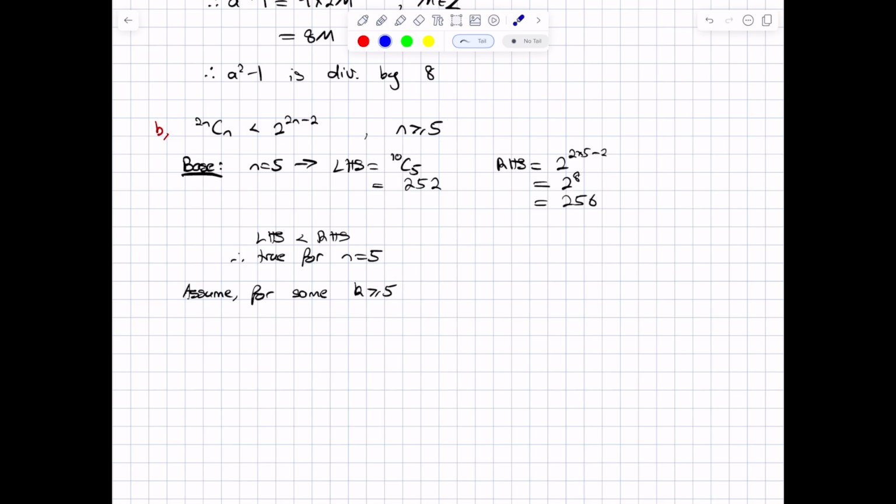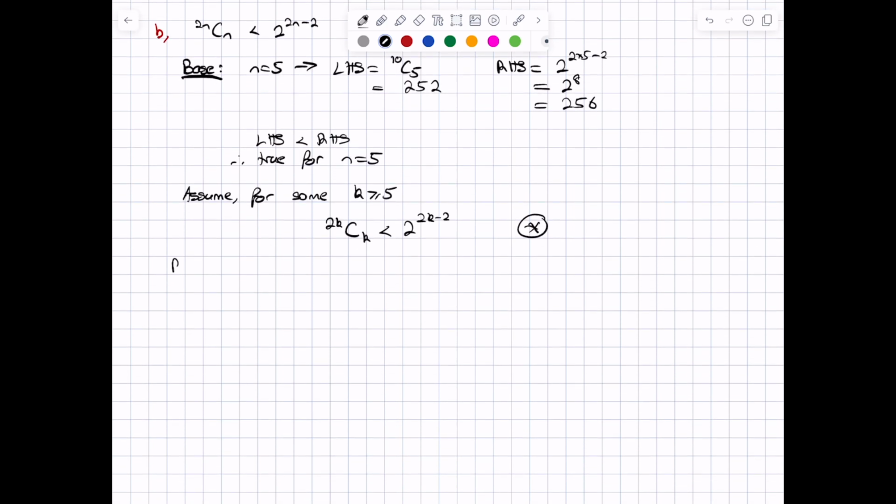So I assume for some k greater than or equal to 5, that we have 2k choose k is less than 2 to the 2k minus 2. And I'm going to label this assumption here because I know eventually I have to refer to it. Otherwise, I wouldn't be doing mathematical induction, I'd be doing something else. So I'm going to label it so when it comes time, I can just say by the start equation.